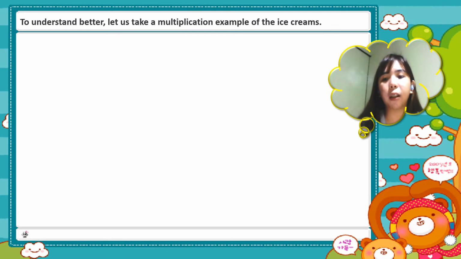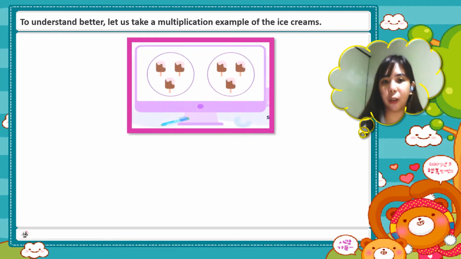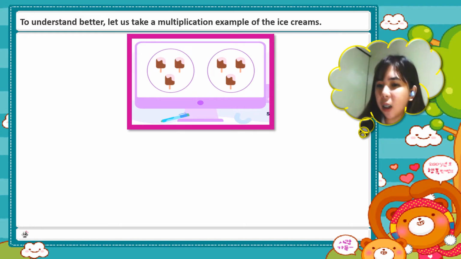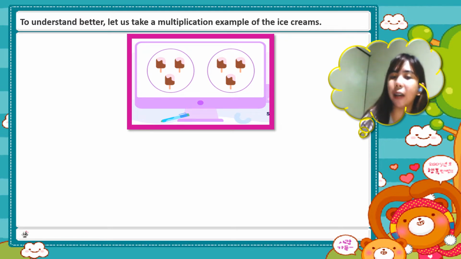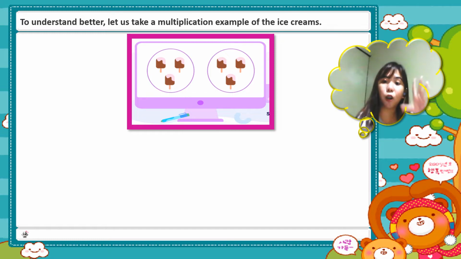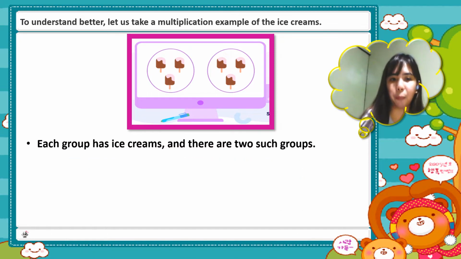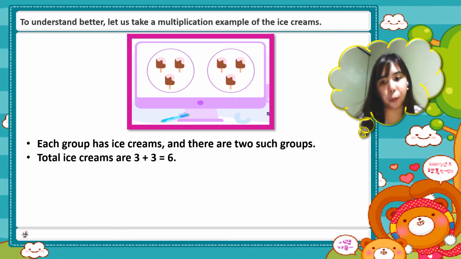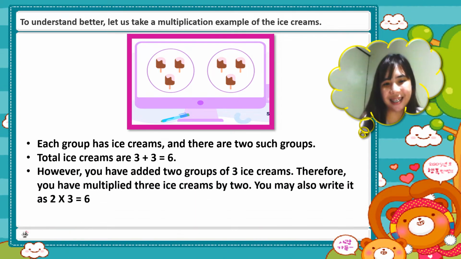Now, I want you to look at the picture below so that you can understand multiplication much better. So, what can you see in the picture? All right, there are ice creams. Now, how many groups of ice creams are there? Pila ka circle? There are two. So each group has ice cream and there are two such groups. The total ice creams are 6 because tag-pila ni kada group tatlo. So 3 plus 3 equals 6.